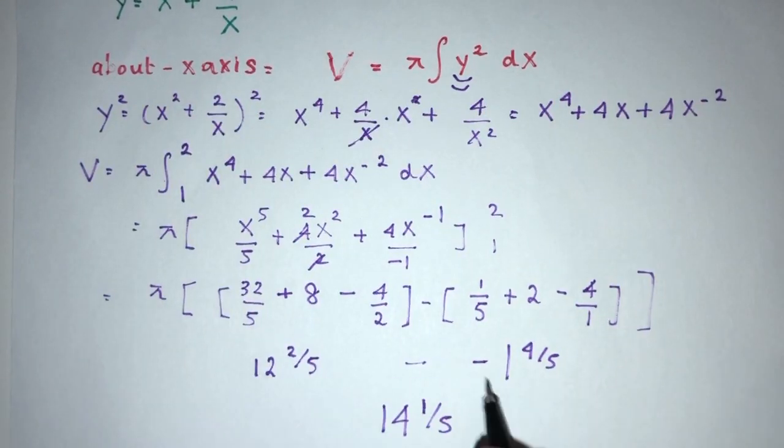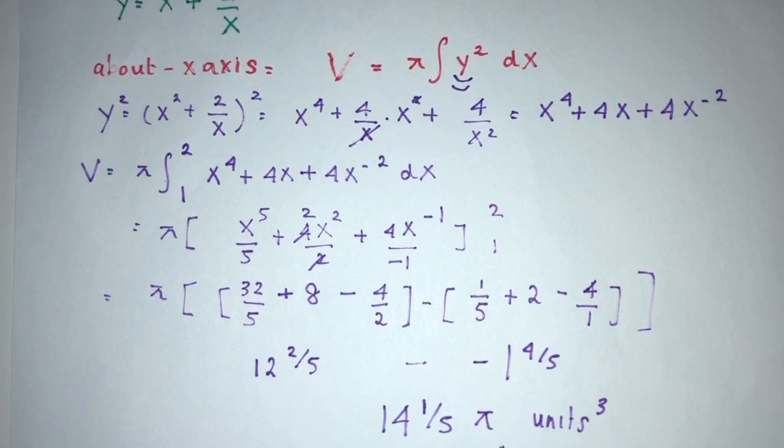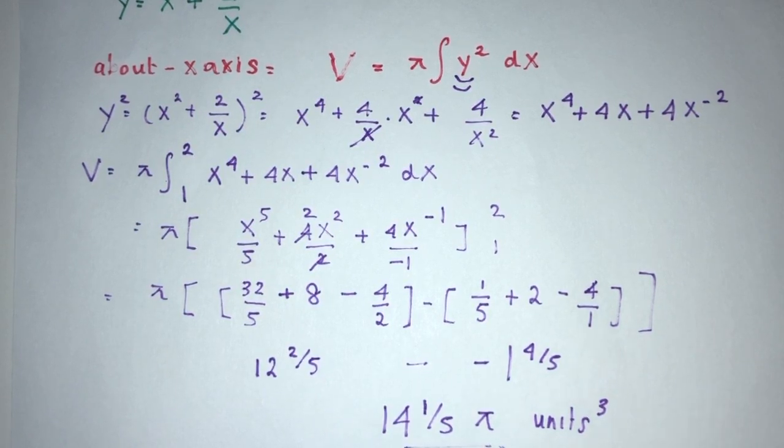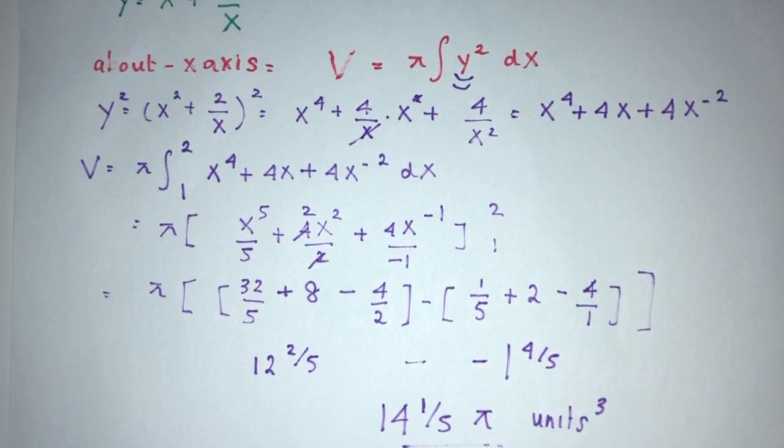Volume will be pi times this, units cubed, for the volume of the shape that we are trying to find. And this is the last question of this paper.